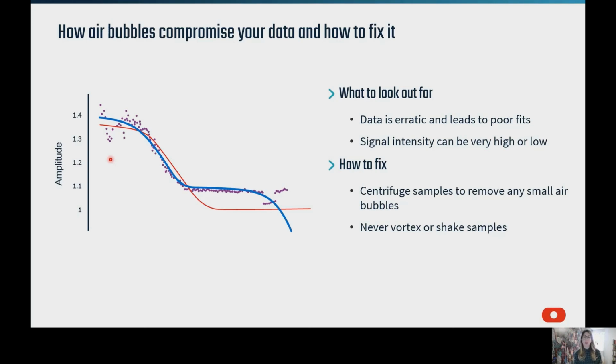And there might also be an increase in the scattering intensity for a single acquisition compared to other acquisitions for that particular sample. So some things to fix air bubbles is to centrifuge your samples prior to loading to remove any small air bubbles, as well as not vortexing or shaking your samples prior to your sample loading or measurements as well.